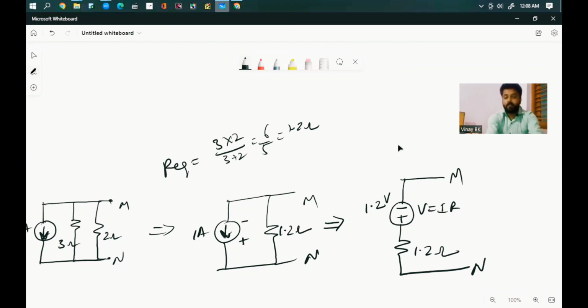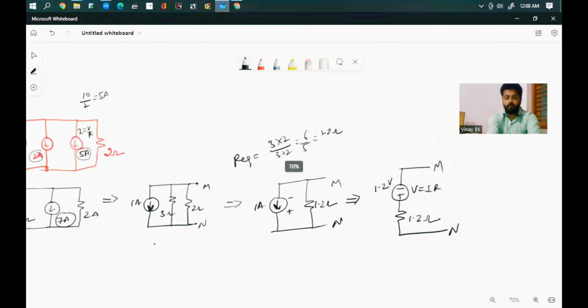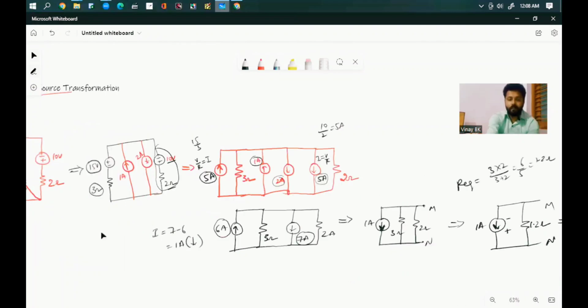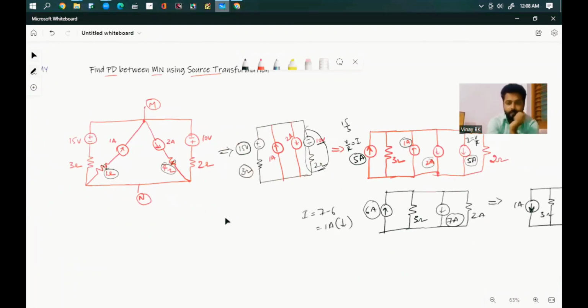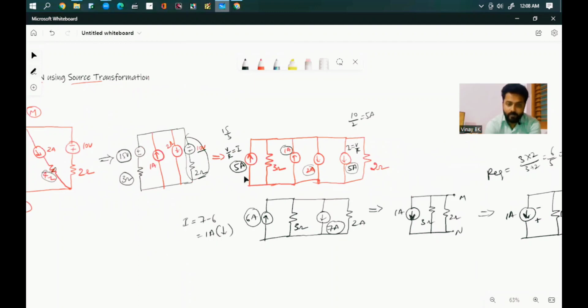So you can observe the conversion from the starting. Earlier the circuit was like this. Now you are neglecting the resistances which are connected in series with the current source, then 1 ampere is flowing upward, 2 ampere is flowing downward. Then you are converting the voltage sources into current sources, so 5 amperes with respect to 3 ohm on the left, and 5 amperes with respect to 2 ohm on the right side. So I am rewriting it as 1 ampere, 2 ampere.